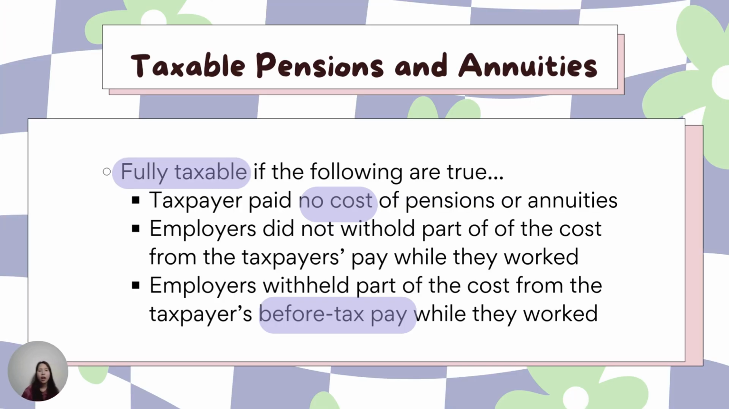All right. The second category of retirement income are taxable pensions and annuities. So we went over individual retirement accounts. Now we're talking about taxable pensions and annuities. Taxable pensions and annuities are fully taxable if the following are true: if the taxpayer paid no cost of pensions and annuities, if employers did not withhold part of the cost from the taxpayers' pay while they worked, or employers withheld part of the cost from the taxpayers before tax paid while they worked.